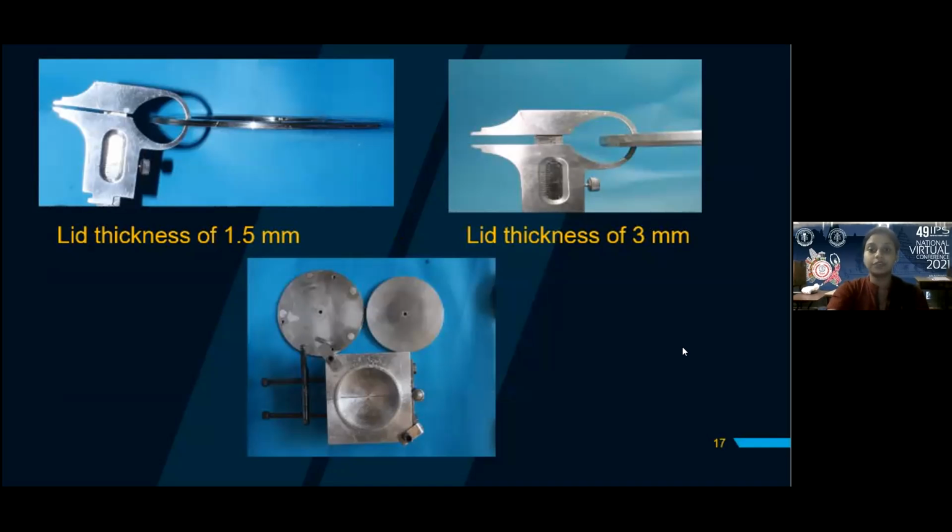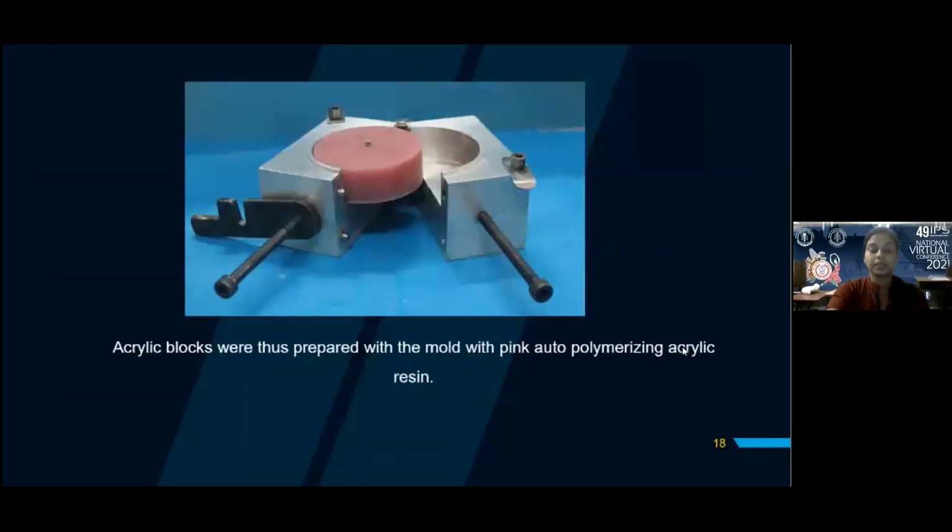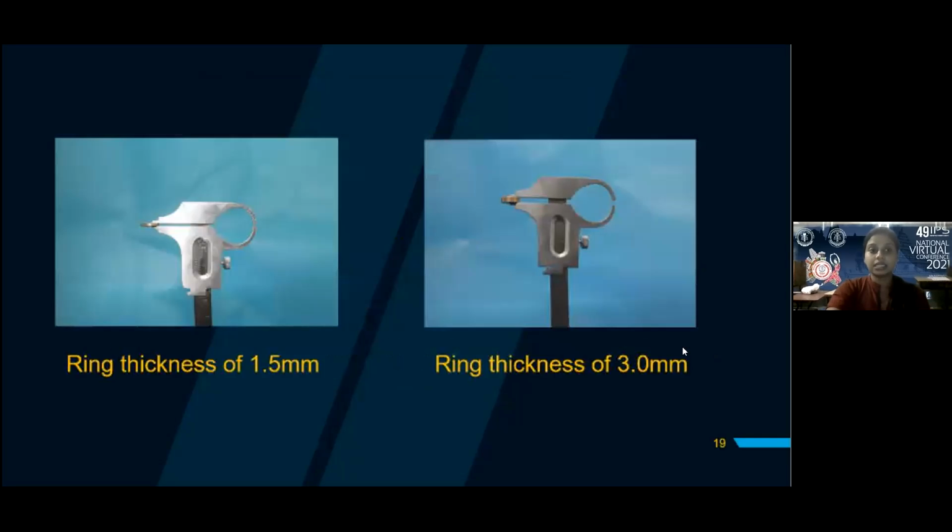And this lid was firmly fixed to the mold with the help of screws connected on either side of the mold, which could be loosened as well as tightened. So this was how the acrylic blocks were prepared. And again, we can see in this picture that 2 rings were fabricated, which were used to confirm the 1.5 mm and 3 mm bone loss which was mimicked for the implants.